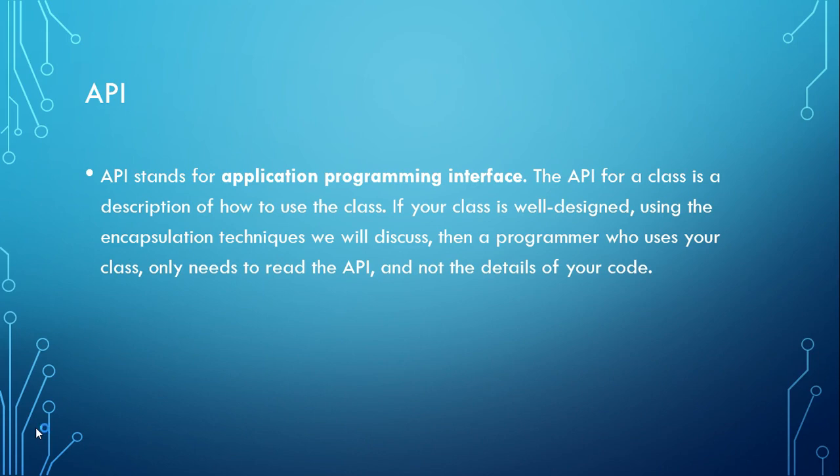But before we do, just really quickly talk about an API. Now, an API, you may know, stands for an Application Programming Interface. The API for a class is the description of how to use the class. If your class is well designed, using the encapsulation techniques we're going to discuss, then a programmer who uses your class needs only to read the API, which is in your documentation, and not the actual details of your code.